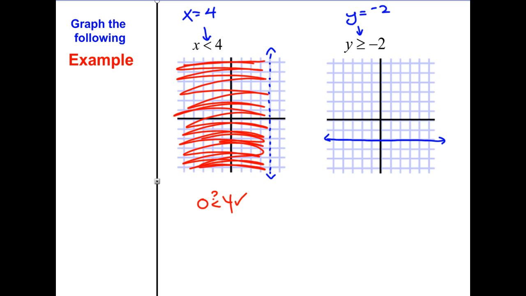Now again, let's put in a test point. (0, 0) is the one I'm going to choose. I know you're shocked by that one. And we're only going to be able to plug in the y value here. So is 0 greater than negative 2? Well, yeah, 0 is greater than negative 2. That means we have to shade above the line here, and we're going to go there.